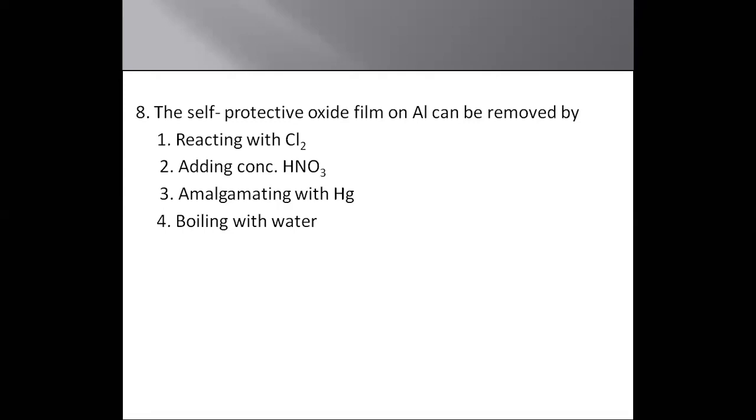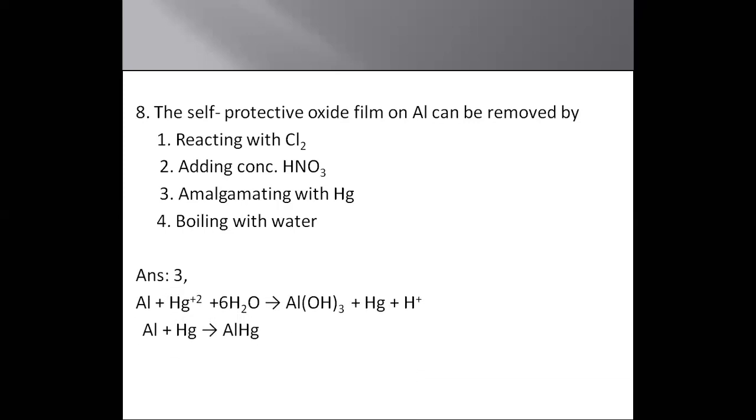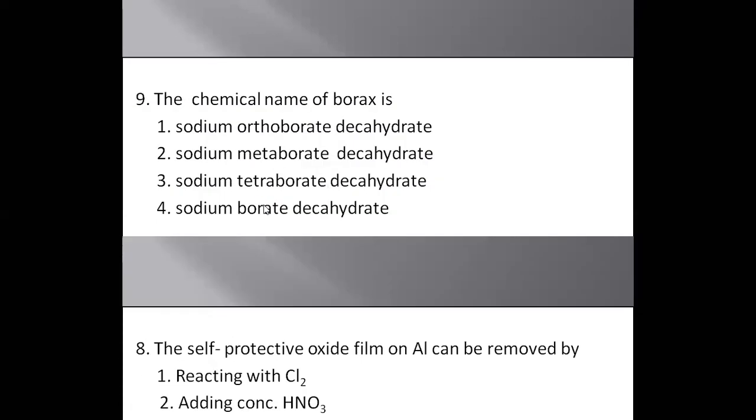See here, the protective oxide film should be removed without affecting the metal below. So the best way to do this is amalgamating with mercury. What happens when we do this? A simple reaction takes place: the aluminium reacts with mercury, and in the presence of this, you get aluminium hydroxide and the metal, and this aluminium displaces that. So that is amalgam formation with mercury. That is the reason the third option will be the correct one.